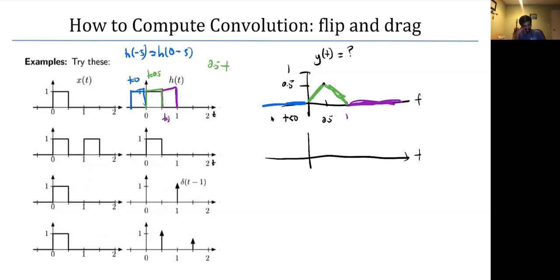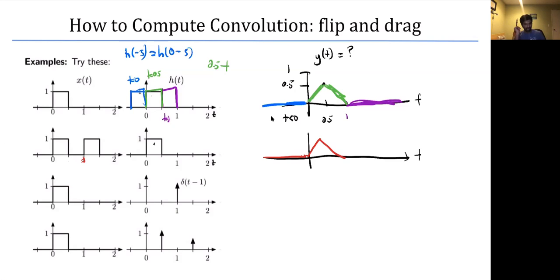So I'm going to take this x of t and convolve it with this h of t. So what is that going to do? Well, x of t here has the same form here. So I'm going to expect an output that is very similar. I'm going to expect the same output right here. But then once I hit 1 here, I'm going to have some more output that's going to happen.